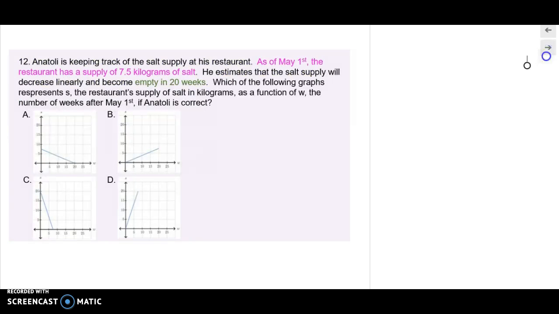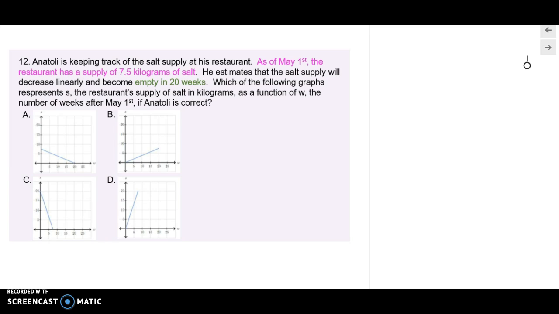And let's do one more quick one here. So Anatoly is keeping track of the salt supply at his restaurant. As of May 1st, the restaurant had a supply of 7.5 kilograms of salt. So that sounds like an initial value, possibly. He estimates that the salt supply will decrease linearly and become empty in 20 weeks. Interesting. Which of the following graphs represents S, the restaurant supply of salt in kilograms, as a function of W, the number of weeks after May 1st, if Anatoly is correct?